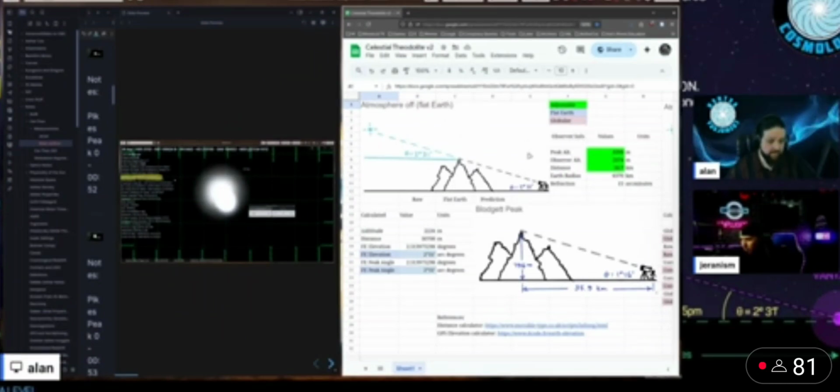So my question is, if you're looking at the flat Earth results, but you're taking what's from Stellarium, then wouldn't you have to add the distance back into the mountain? Or where are you getting the flat Earth results from?